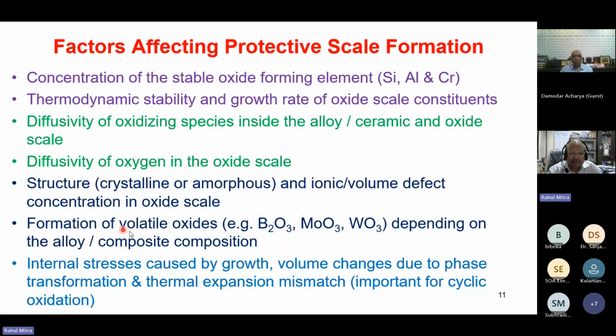Now, the formation of volatile oxides like B2O3, molybdenum trioxide, and WO3. These are problems with refractory metals like molybdenum and tungsten, because they form oxides which are volatile at high temperatures, and so they vaporize, and there is weight reduction, and that leads to catastrophic oxidation. And then there are internal stresses caused by growth, volume changes due to phase transformations in the oxide scale, and thermal expansion mismatch between the oxide scale and the substrate. Due to these stresses there are cracks, and that leads to further oxidation. This is particularly observed when there are cycles of heating and cooling.